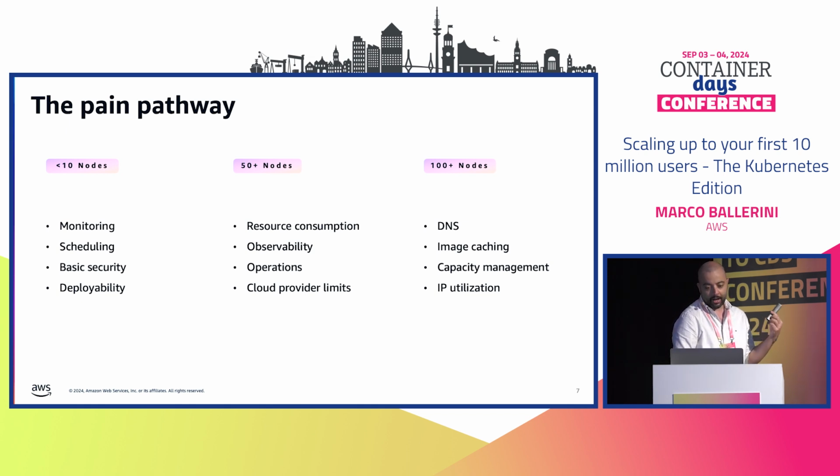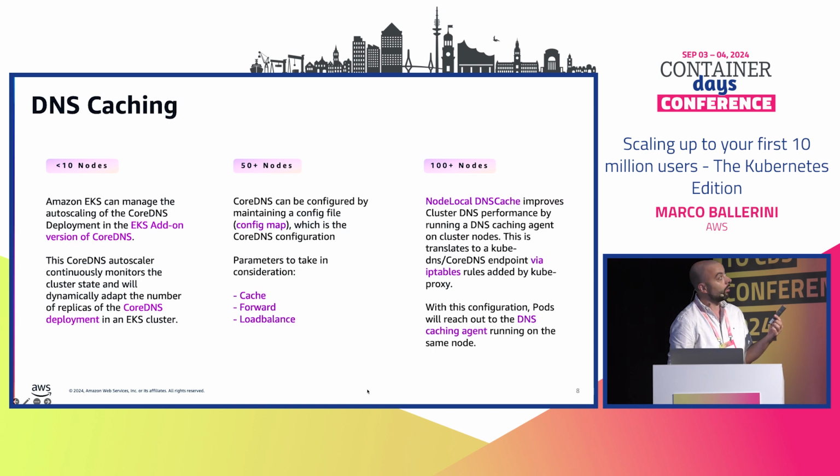And I will start, for example, by talking about DNS caching, because it's one of the topics that we discuss the most with customers. If you have 10 or fewer nodes, DNS should not really be an issue. If your application is behaving, there is nothing you need to do. I put this because it's a cool feature that we released for EKS: we can do scaling of CoreDNS for you based on metrics. But again, it's not something you really need when you have fewer than 10 nodes. Everything should be okay for you.